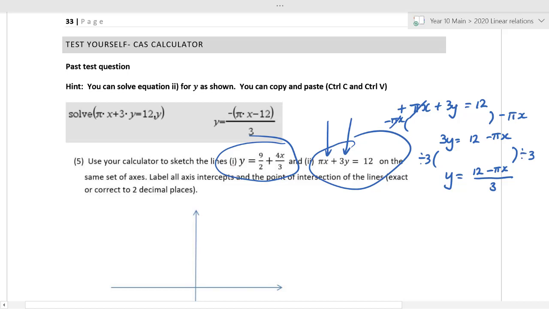But the thing is your calculator is going to do some funny things. In actual fact, it says that if you solve it, it's got a negative out here. But notice, negative pi x, we've got that. Negative times a negative is a positive, isn't it? Would you agree that that's 12? And would you also agree that we've got a 3 on the bottom? Might look a little bit different, but it's the same thing, okay?